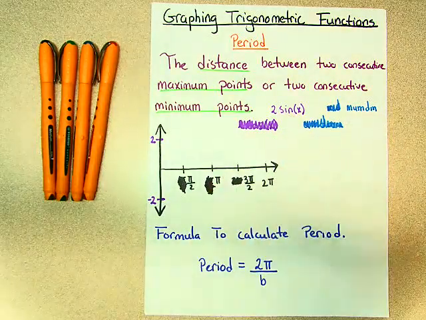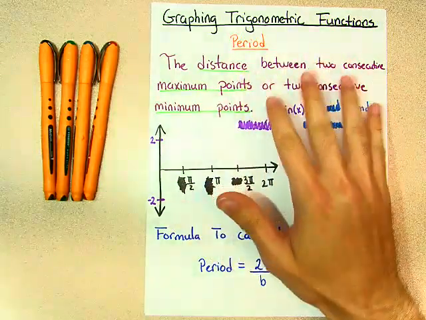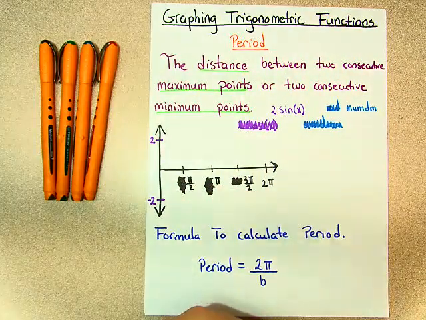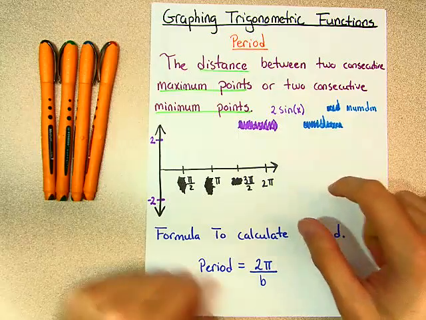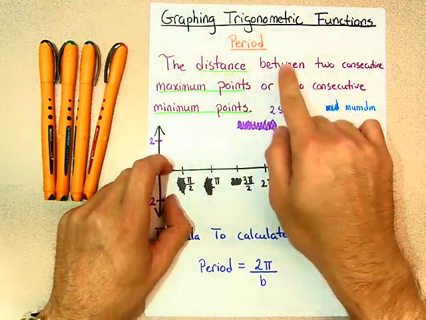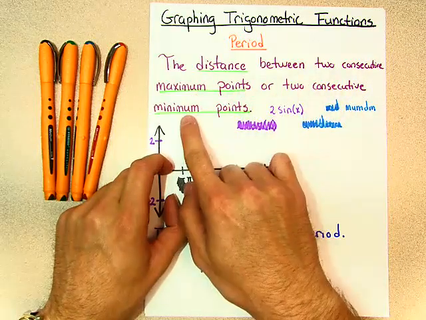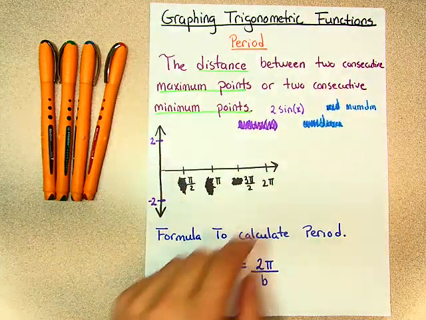Let's do this. So, graphing trigonometric functions, period. Please have this in your notes, and sorry for my voice. I'm a little sick today. Hopefully it won't change the quality, but the period is the distance between two consecutive maximum points or two consecutive minimum points. So let's take a look at this graph.